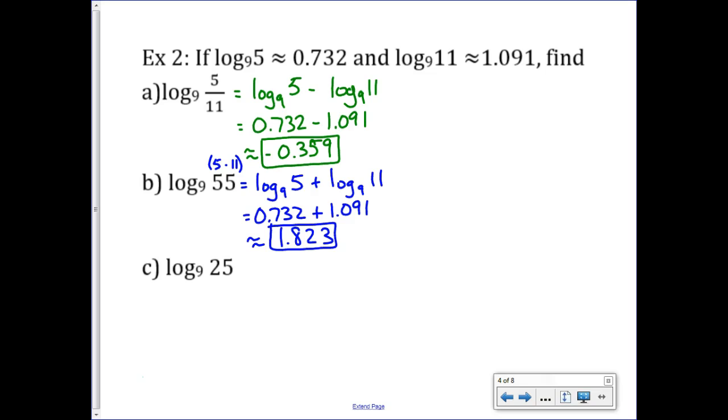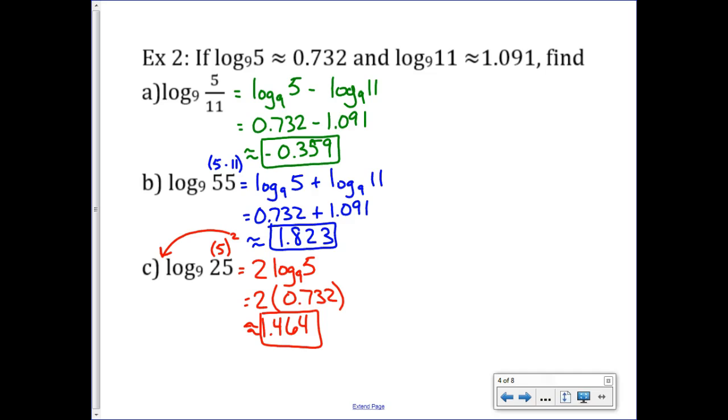Alright, and then this last one, I have 25, which isn't something I know from the values that we've been given, but I know that 25 is the same as 5 squared. So remember, I can take that 2 and bring it out front, so I have 2 times the log of 5 base 9. So then I have 2 times 0.732, and I get 1.464, and that should be an approximate.